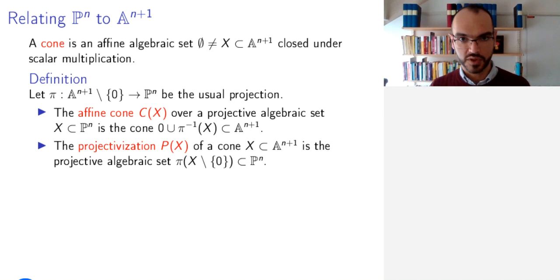In the other direction, if you start with a cone, remove its 0 and project it, you get the projectivization of this cone. So this is the set of all points in projective space that come from lines in this cone.